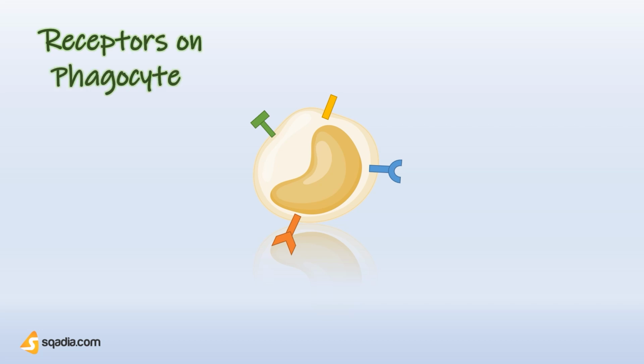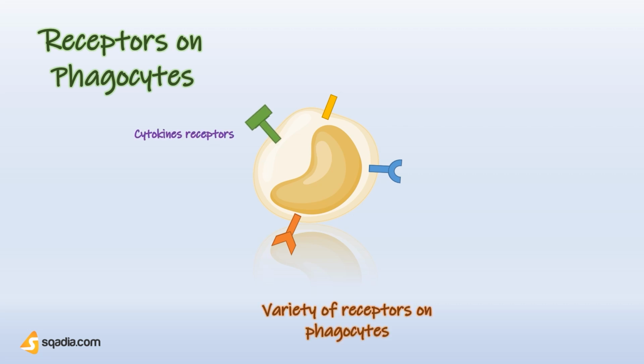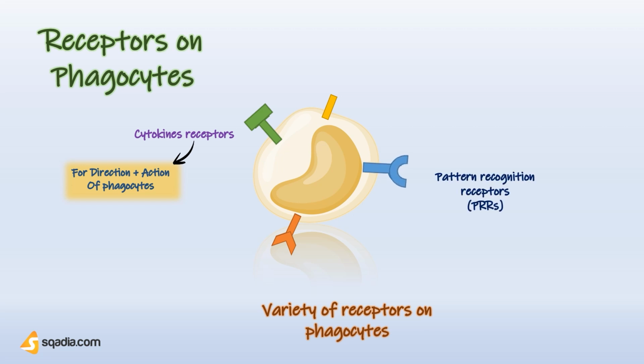Now let's have a brief review about receptors present on the surface of phagocytes. Phagocytes use a variety of receptors on their cell membranes during their journey through the tissues and in their encounters with pathogens or damaged cells. There are 4 types of receptors on phagocytes. First, receptors for chemokines and cytokines. They direct phagocytes to the site of inflammation, and once there, prepare them for action.